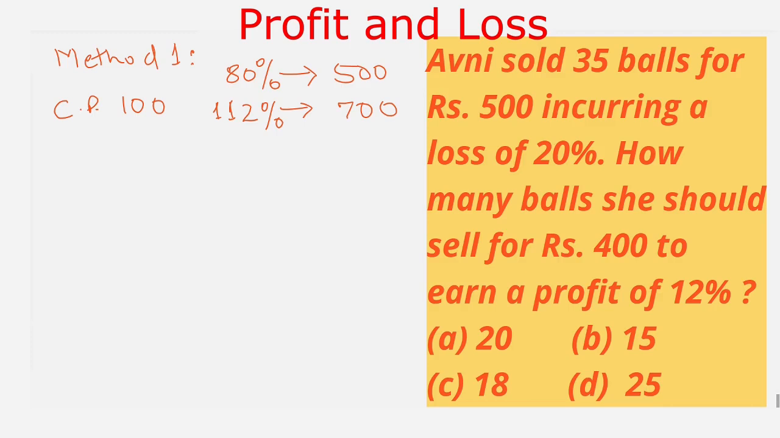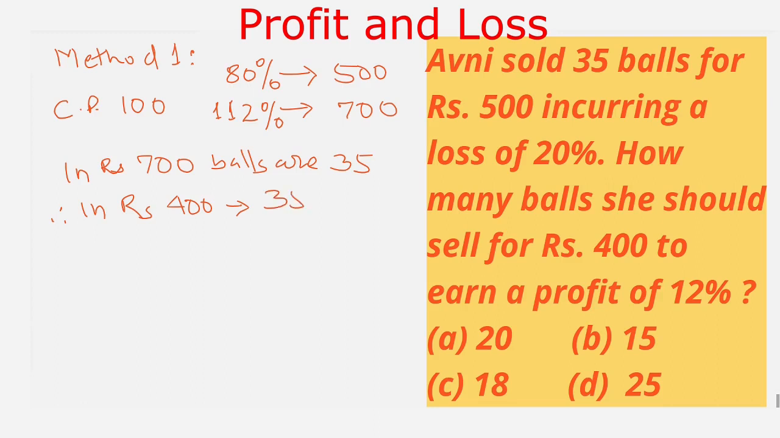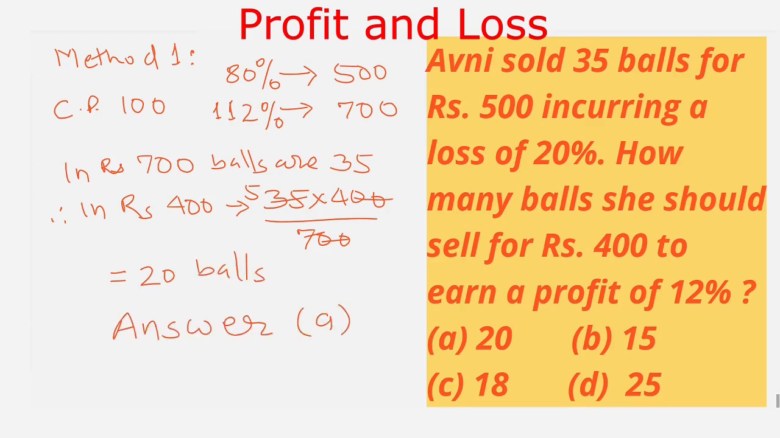So we just calculate it. In rupees 700, balls are 35. Therefore, in rupees 400, 35 multiplied by 400 divided by 700. We cancel the 2 zeros of 700 with 2 zeros of 400, and 7 cancels 35 for 5 times, and 5 times 4 equal to 20. So this is equal to 20 balls. And from the given options, our answer is option A.